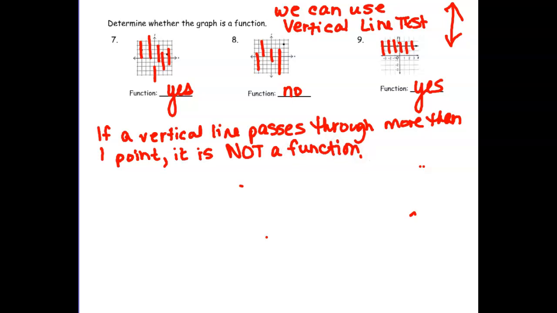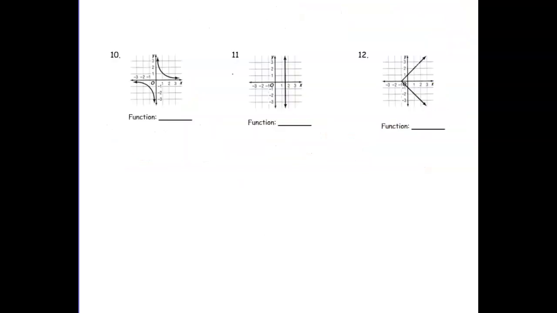Okay, so we can use that vertical line test to help us see if it's a function. Looking at number 10, this little curve is approaching the y-axis and the x-axis, but it's never hitting it, but it's getting just a smidge closer each time. Therefore, you can never draw a line and go through 2 points, so it is not a function.